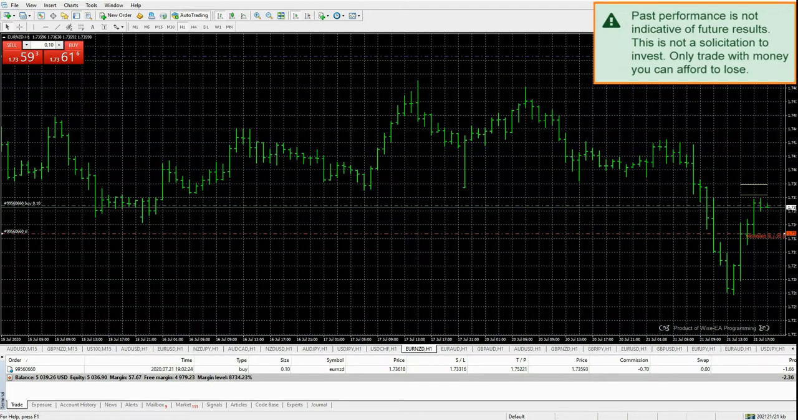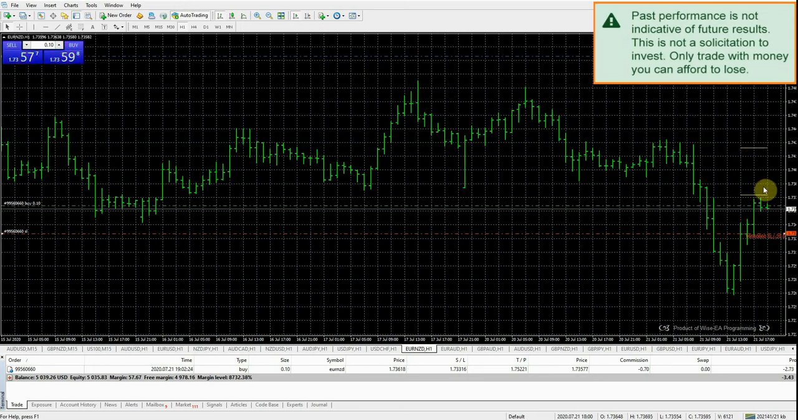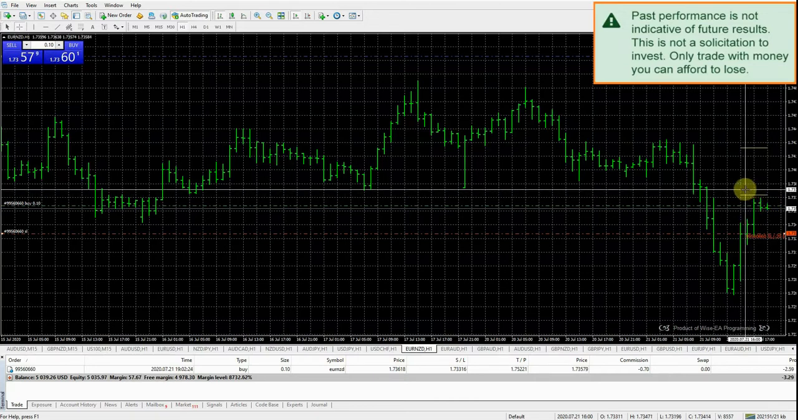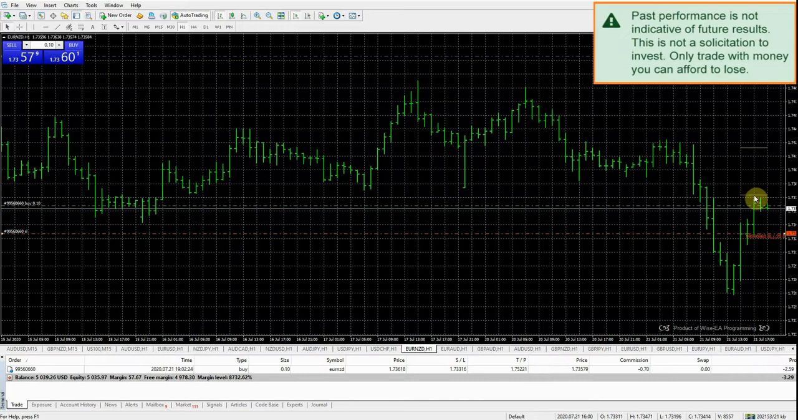Take profit 2 is going to be at 1.74271. All right, so around right there. And our first profit target is going to be 1.73796. So about right there.